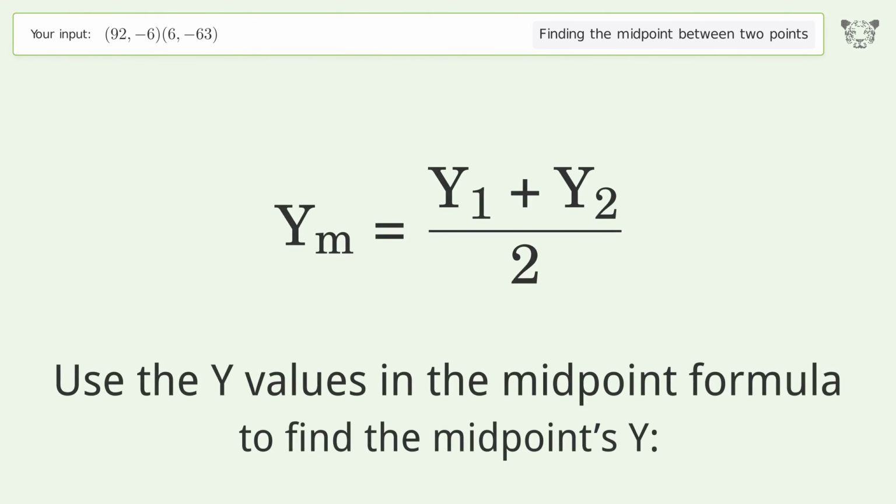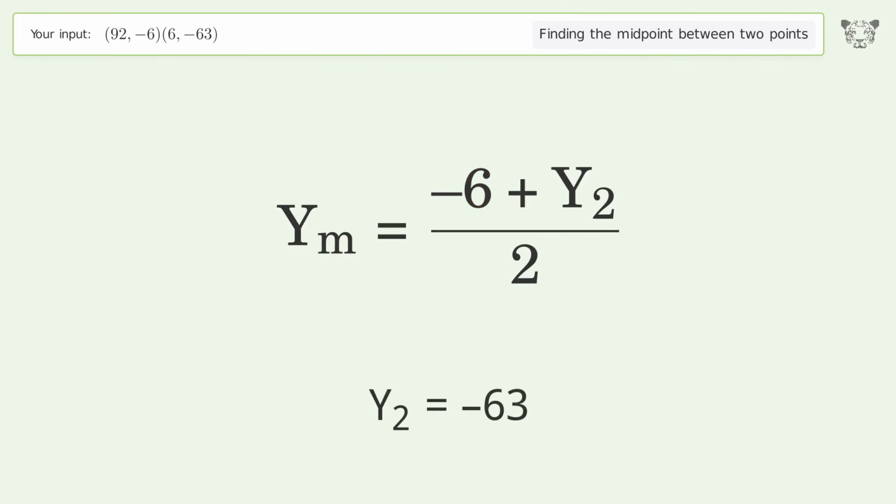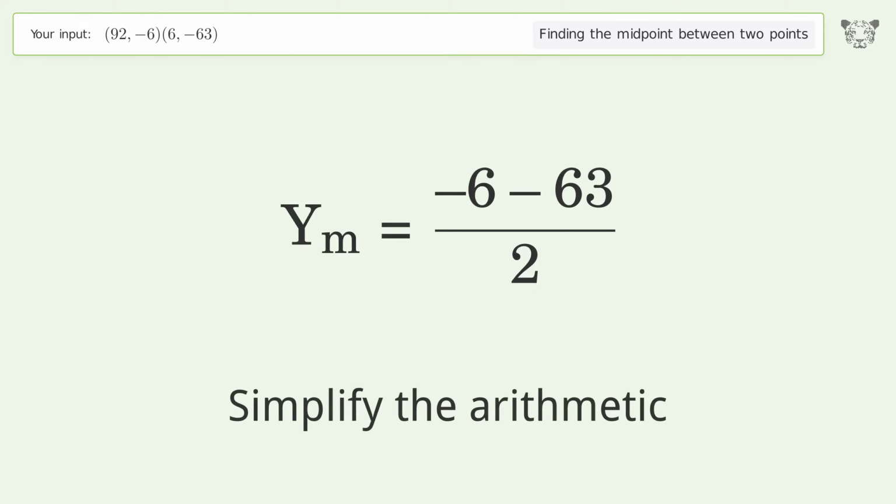Use the y values in the midpoint formula to find the midpoint's y. y1 equals negative 6. y2 equals negative 63. Simplify the arithmetic.